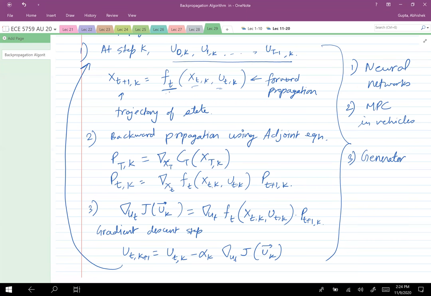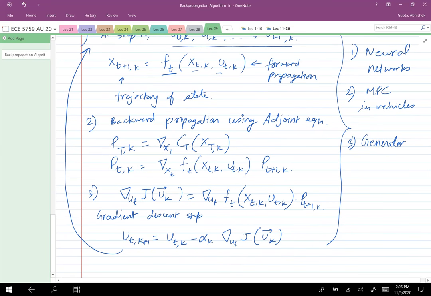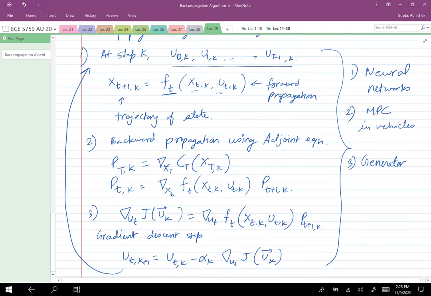So the algorithm in front of you is truly revolutionary as far as the control system goes. This is the usual backpropagation algorithm. We have defined this algorithm for the situation when you only have a terminal cost and you don't have a running cost. So now the goal is to extend this algorithm to a situation when you have a running cost in the system.